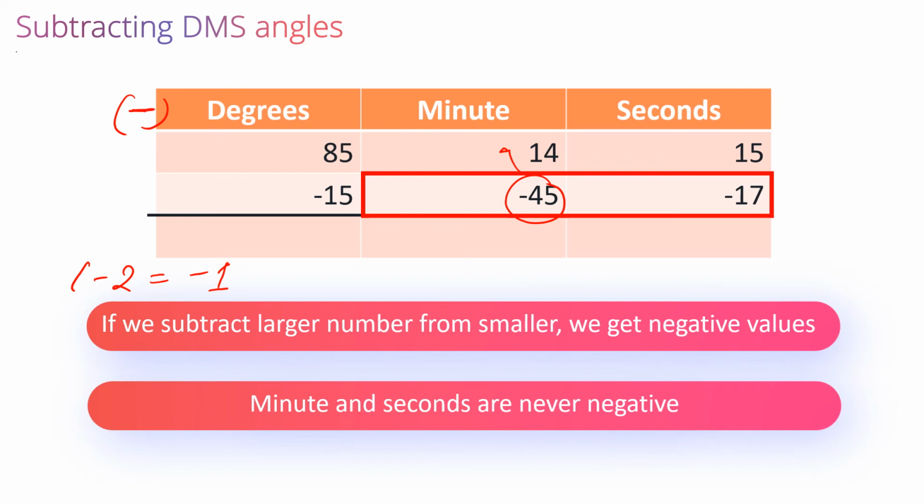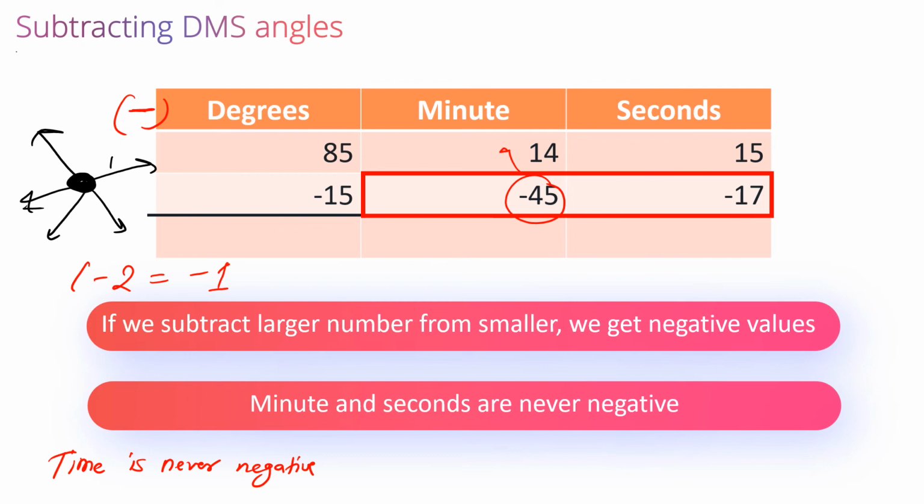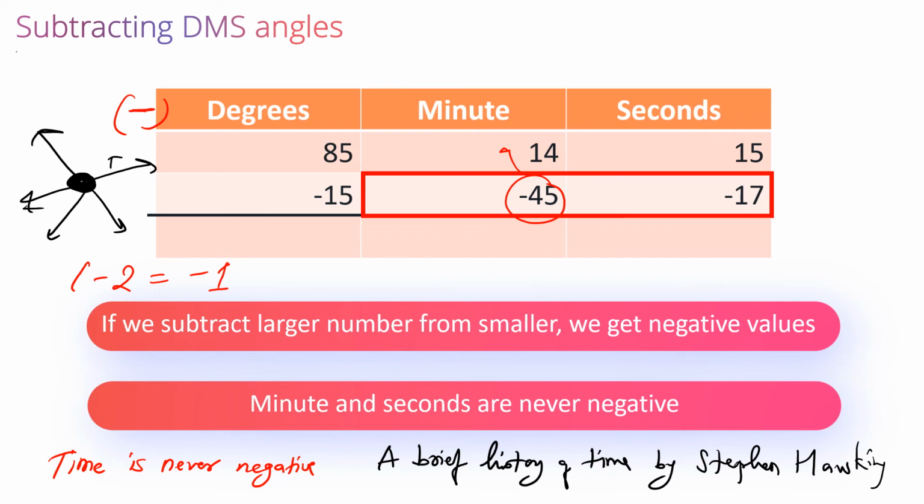Because we use minute and second to measure time as well, right? And time is never negative, because I hope you have heard of the Big Bang Theory. After the Big Bang, time started to move forward. So time always moves forward, right? So you guys should read A Brief History of Time by Stephen Hawking. It's a wonderful book.